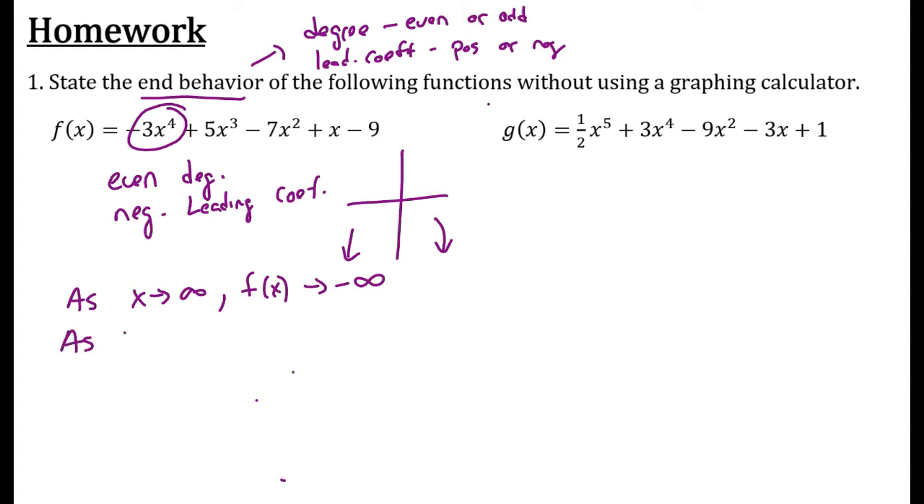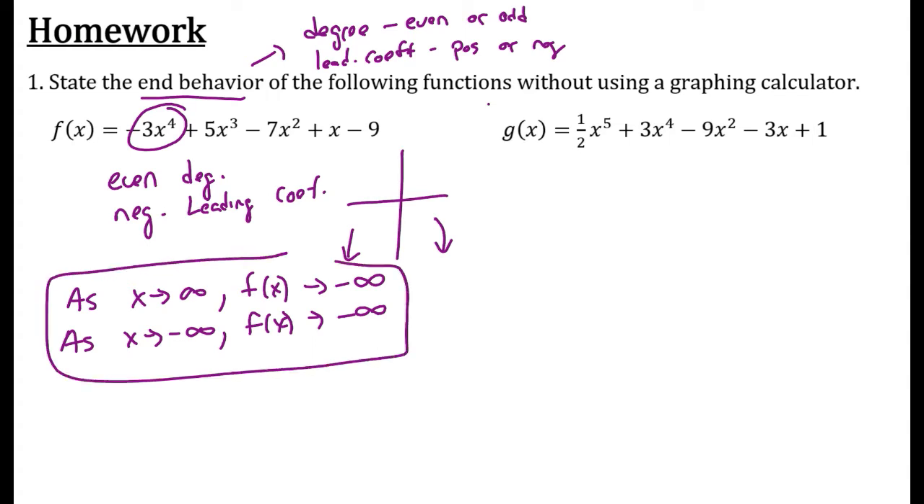And as x approaches negative infinity, if I look at the other side, what's my left hand doing? My function is still approaching negative infinity. Those values are going down without limit. They just keep going down forever. So this is how we describe the end behavior using words. We look at the degree and the leading coefficient.